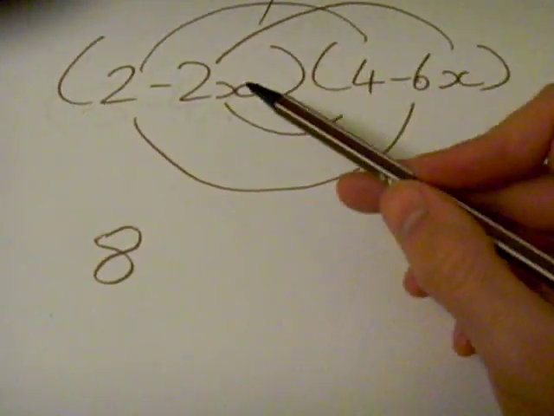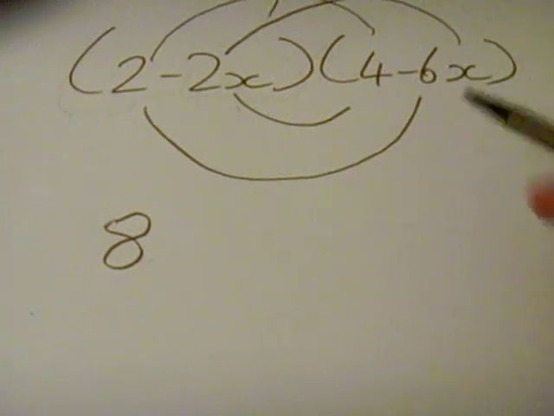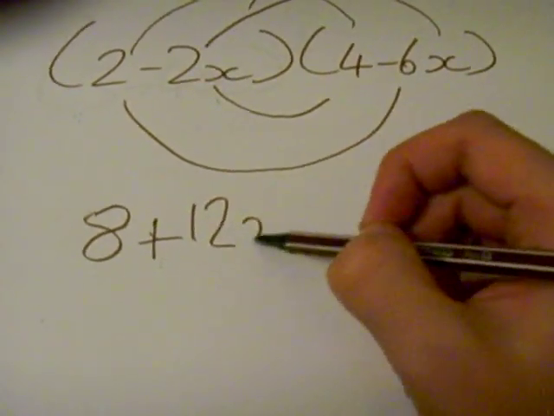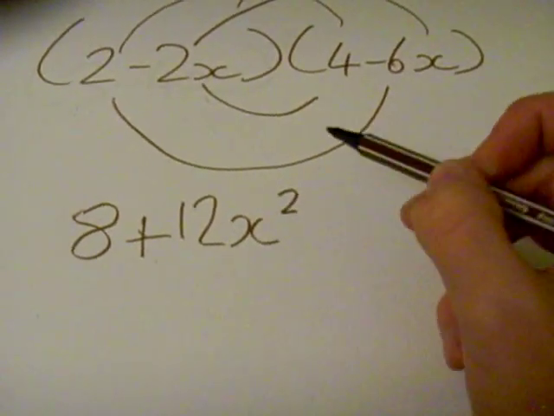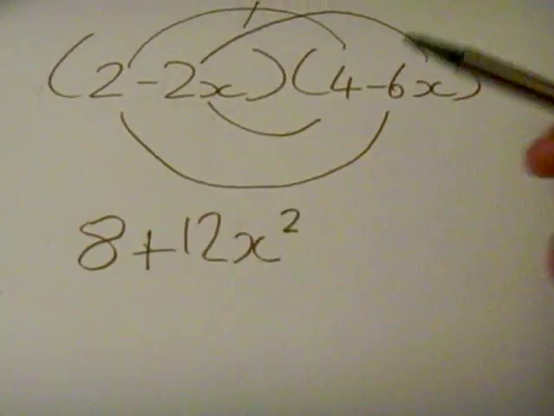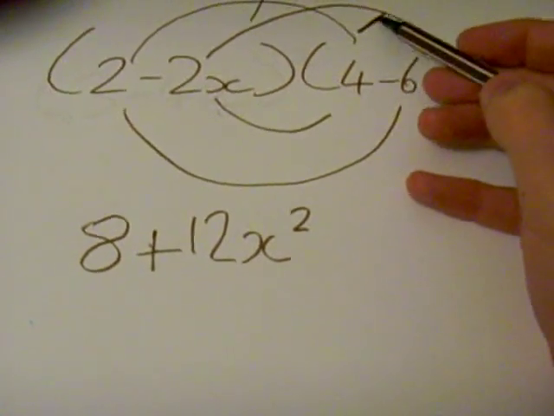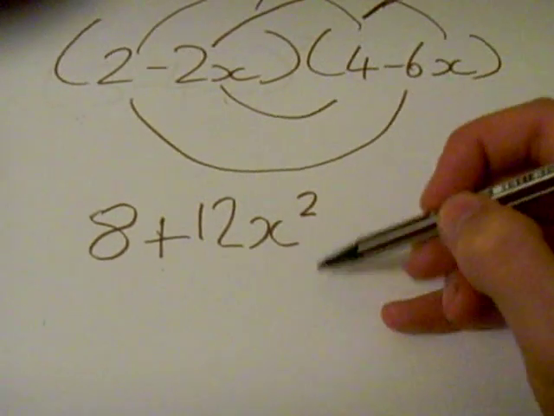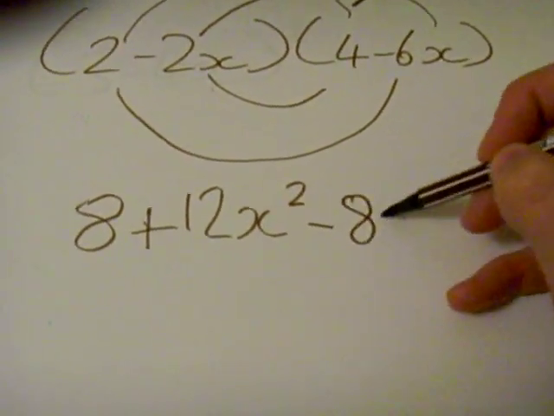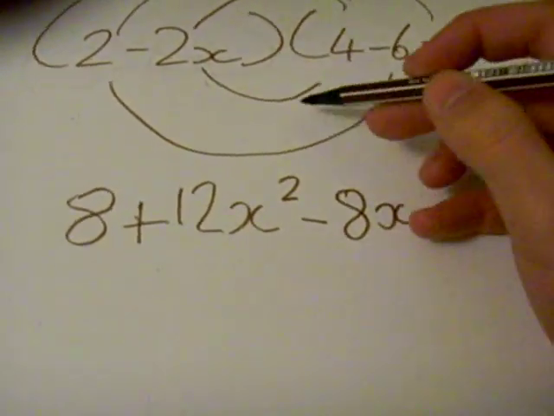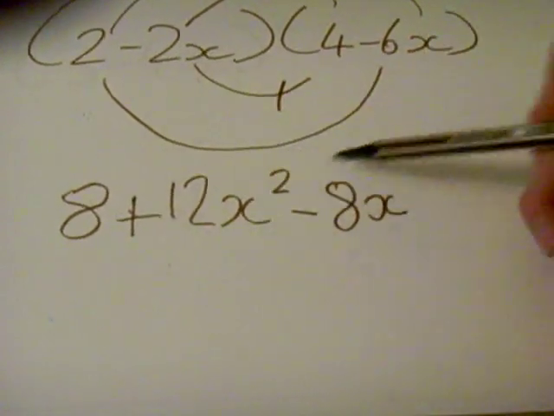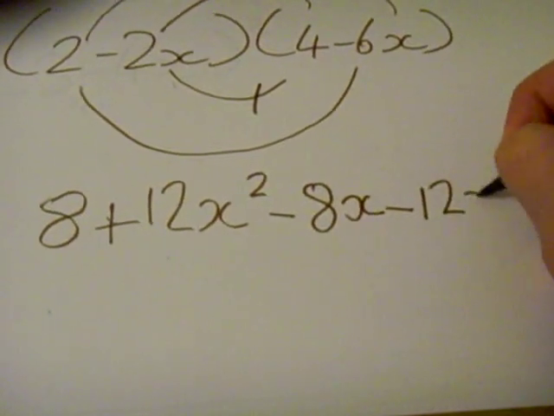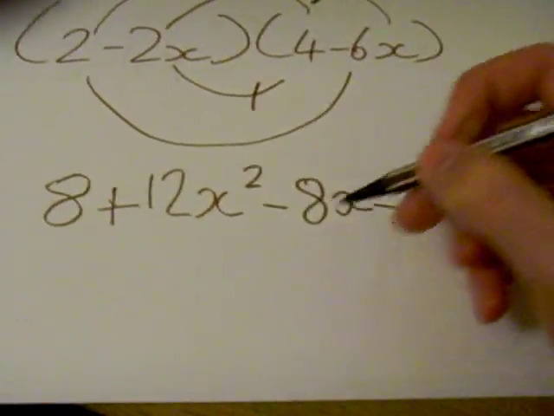Negative 2 times negative 6 is going to give us the positive 12x squared, as seen from the previous example and video, actually. So we'll tick that one off. Negative 2x times 4 is going to give us a negative 8x. And then your final one is a positive 2 times negative 6x, and you end up with the negative 12x.